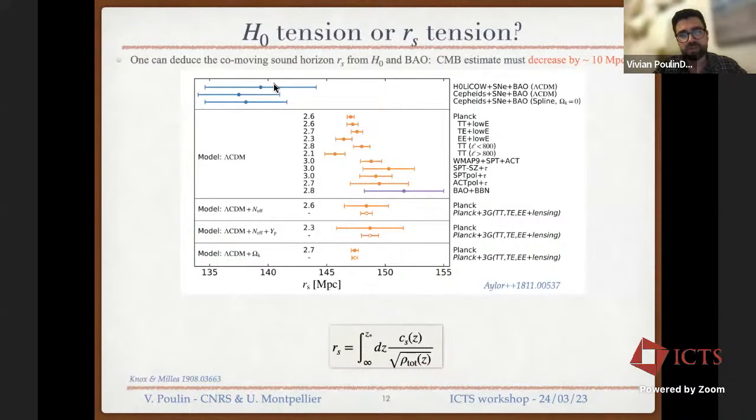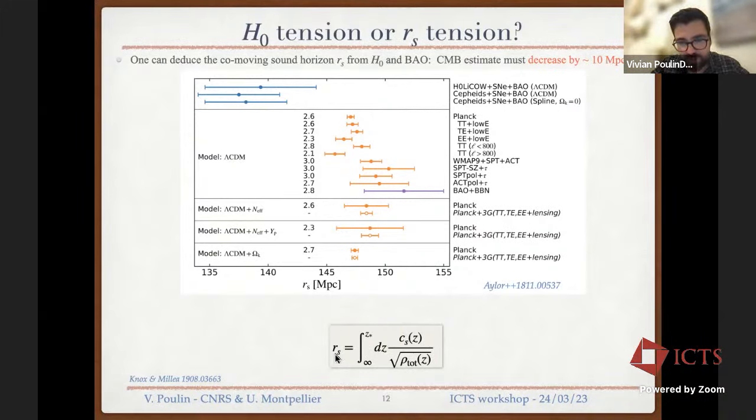So we need to reduce the sound horizon, and we can use the data to ask by how much we need to reduce the sound horizon. So essentially, the data want the sound horizon of the BAO to be at around 137 megaparsec, while the standard Lambda CDM model fit to Planck predicts something like 147 megaparsec. So you need to decrease it by about 10 megaparsec.